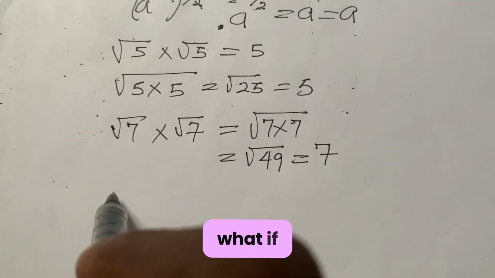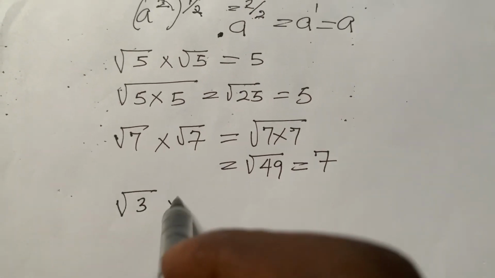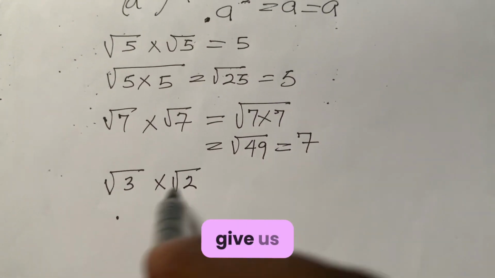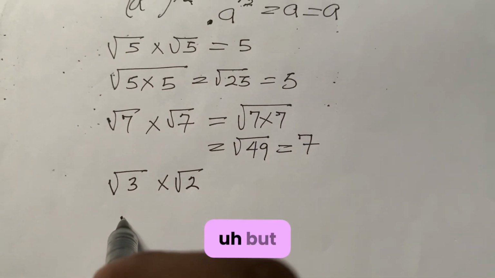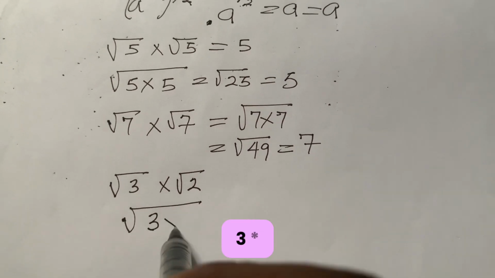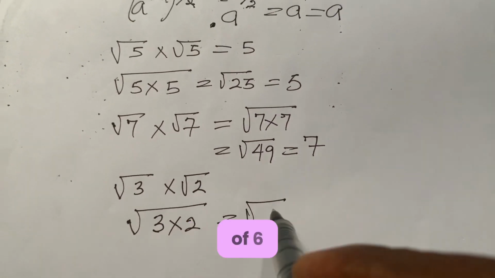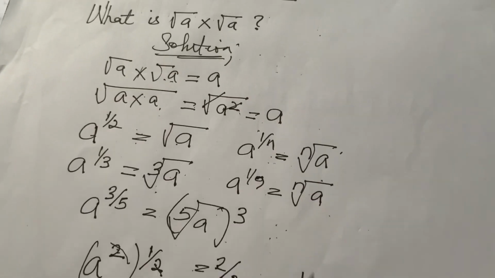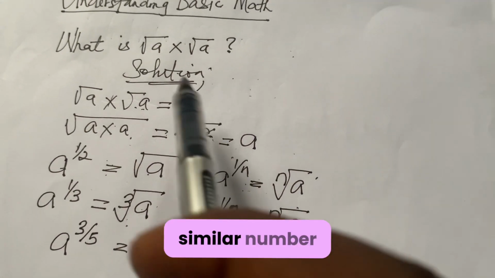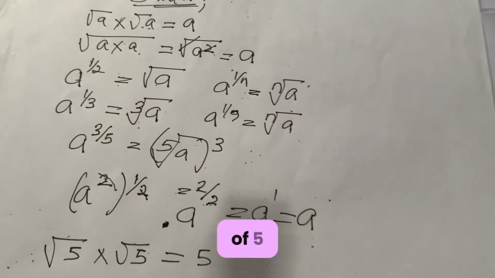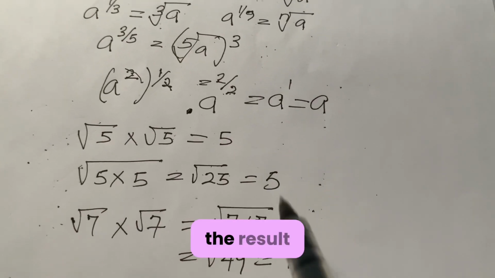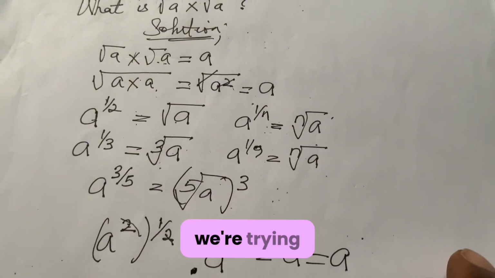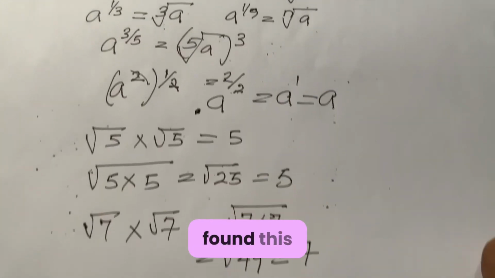Some person may want to ask, what if I have different numbers, the square root of 3 times the square root of 2? The rule also says that you should be able to, but it won't give us the same number here. But you still need to follow the same pattern, which is 3 times 2, and this will give us the square root of 6. Of course, you know 6 is not a perfect square, but we are concerned about when we have similar variables, or maybe similar numbers, just like a, or 5 and 5, and 7 and 7. The result will simply give us those numbers inside the root without having to solve. That's what we're trying to establish in this video, and I hope you found this video helpful.